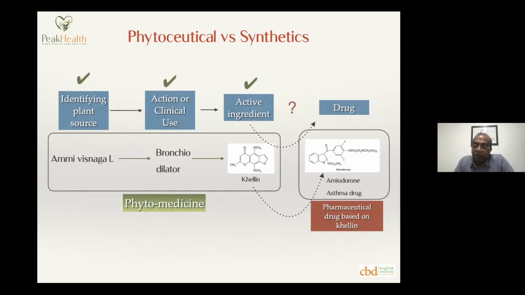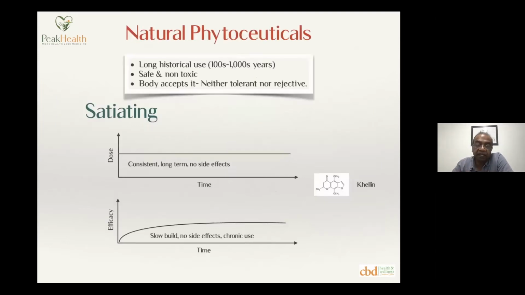Now, the pharmaceutical industry took khellin and modified it and made it into a synthetic molecule called amiodarone. Now, amiodarone is actually quite potent, works very well, and is patented. So that's the active ingredient in most of these asthma inhalers that you actually have. It's amiodarone. But amiodarone is nothing but khellin, right? Khellin is not as effective as amiodarone, but amiodarone, remember, has side effects. Khellin doesn't, and I think I point that out.